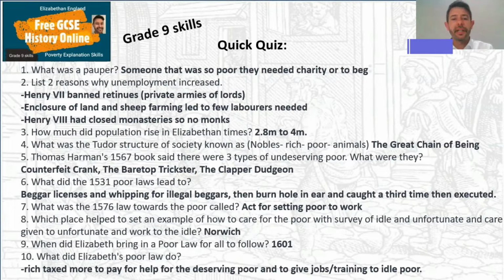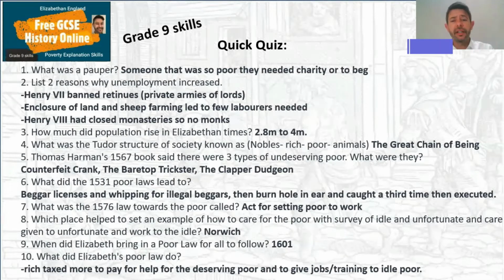Enclosure of the land and sheep farming led to few labourers being needed, so lots of farm labourers were now becoming unemployed because of the wool trade, which is more profitable than growing food. Selling wool was easier and more profitable. Henry VIII had closed the monasteries, so the monks and all the staff in the monasteries were now unemployed, and also that meant that there was no poor care. Monasteries were where people went for alms, for charity, for help, but that had all been removed.